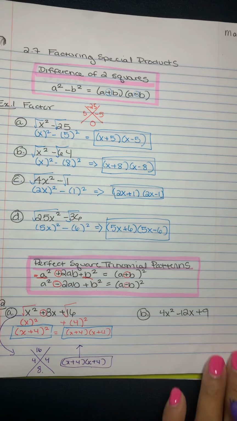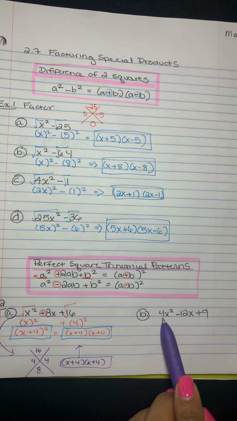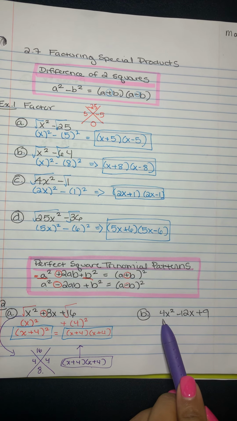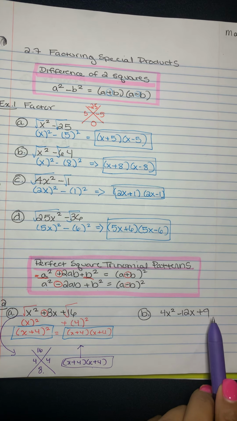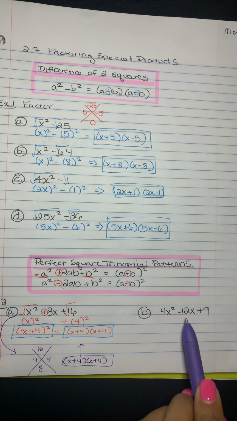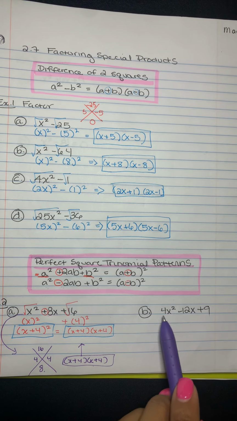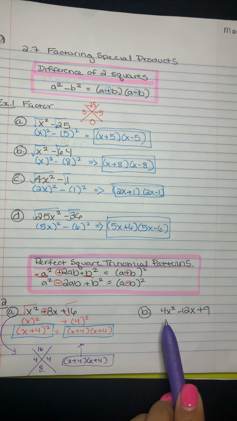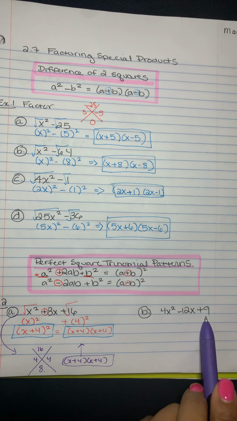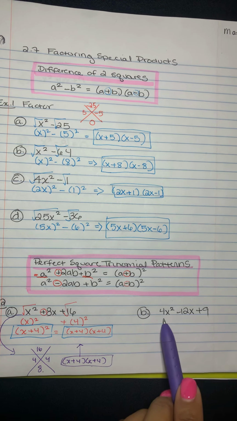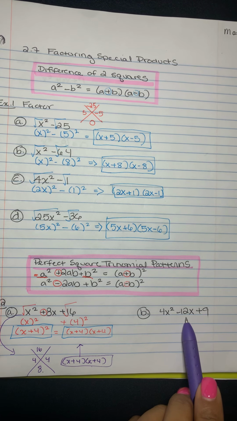Okay. Again, if I take the square root of 4x squared, this gives me 2x. If I take the square root of 9, that's 3. To get this b value, you're multiplying 2 times a times b. So 2 times a, which is 2, times b, which is 3. That gives us 12. And then we have our x here, so 12x. So we know this is right.